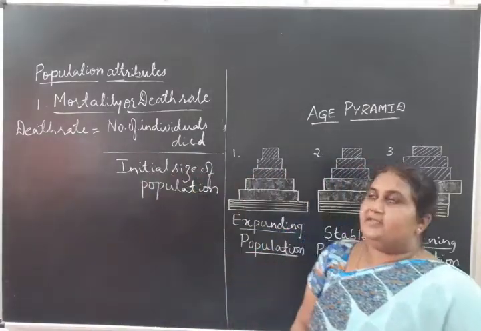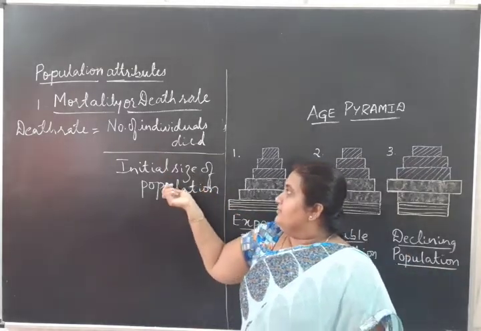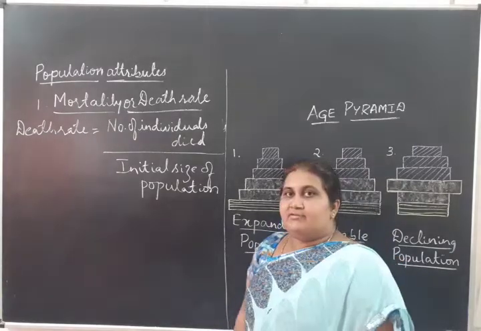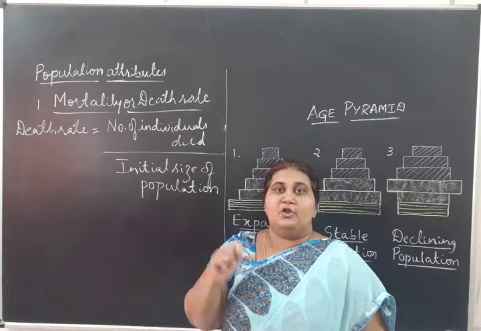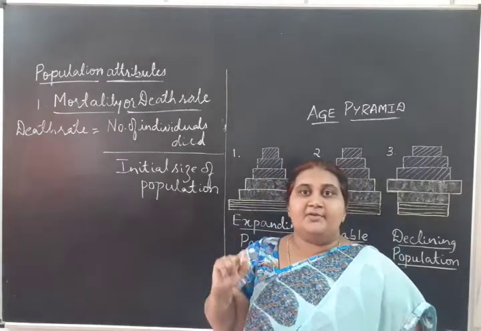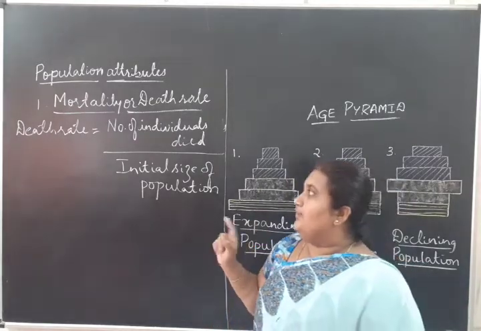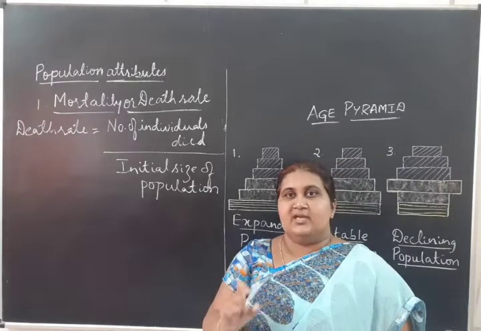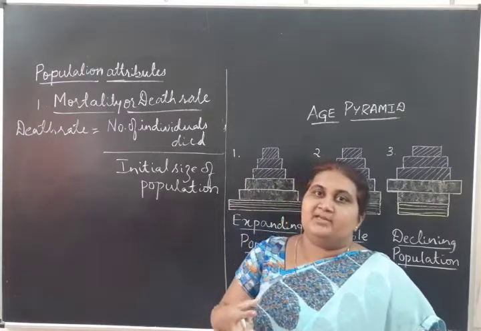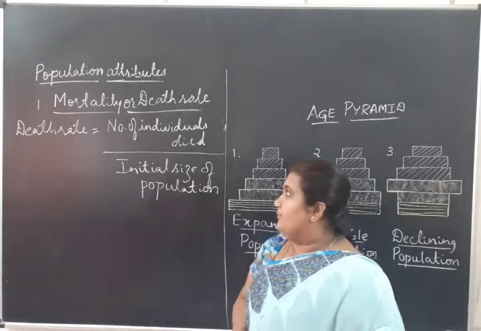Death rate can be calculated by the number of individuals died to the initial size of population. Death rate is the rate of loss of individuals per unit of population, per unit time, due to death. Here also time is important: within what duration, how many of the individuals have died within that population.